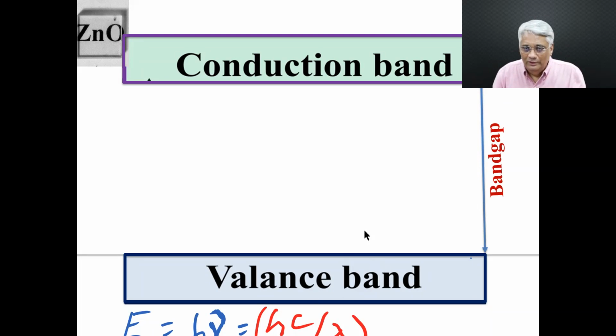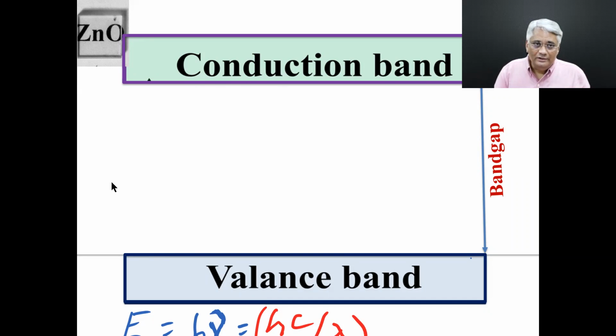You have a fully filled valence band and an empty conduction band. This is a forbidden gap. In the case of zinc oxide, it is nearly 3.3 to 3.4 electron volts. So you need to provide 3 electron volts of energy to pump carriers from valence to conduction band. That's a lot of energy. If you want to provide it in the form of thermal energy, you'll be melting the compounds.